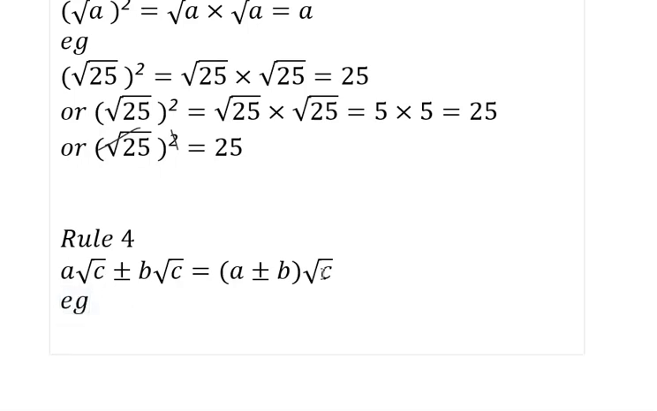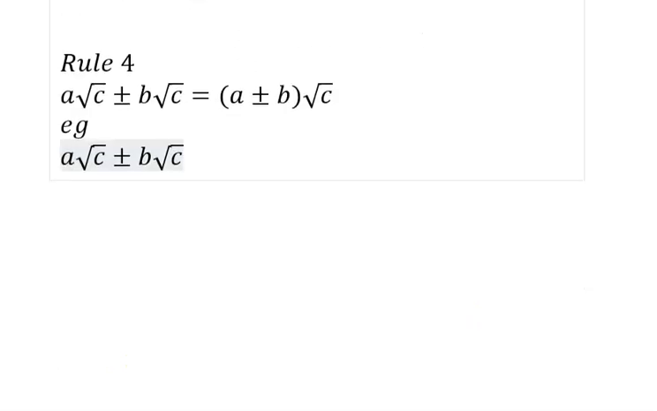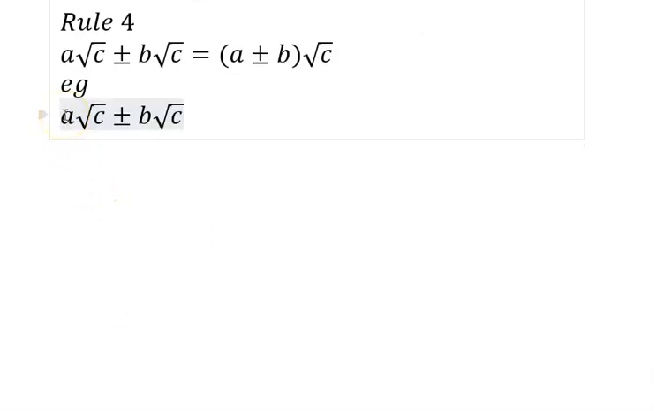Beautiful. Now, if you have, say for instance, let's use this as a template. Rule number 4 now, don't forget. We are dealing with rule number 4. Let's take the first example. Let's say we have 5 root 6, plus, it's either plus or minus, anything that is there, you are still correct, 4 root 6.